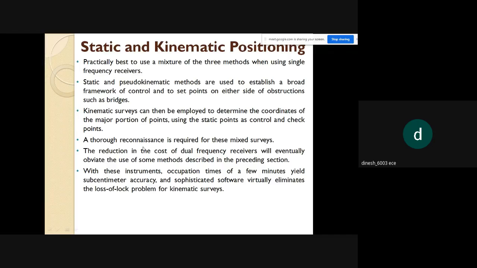So, although much more research is going on in all these mixed surveys, the cost plays a major role. If you use dual frequency, the reduction in the cost will eventually obviate the use of methods, which can be neglected. So the instruments used give us a satisfaction that sub-centimeter accuracy and sophisticated software will eliminate the loss of lock problem. So the locking problem can be avoided in kinematic surveys.